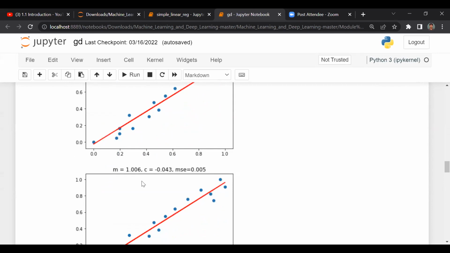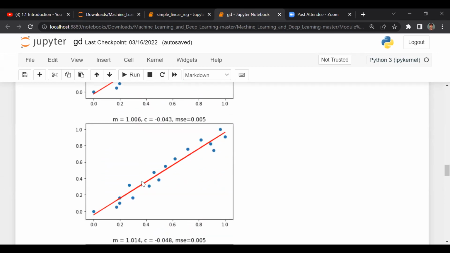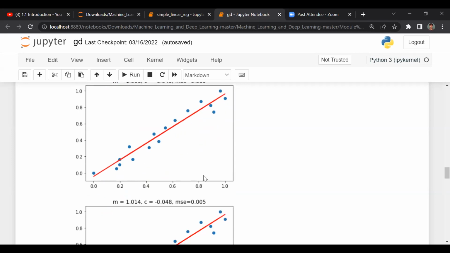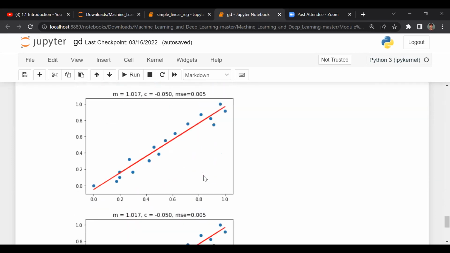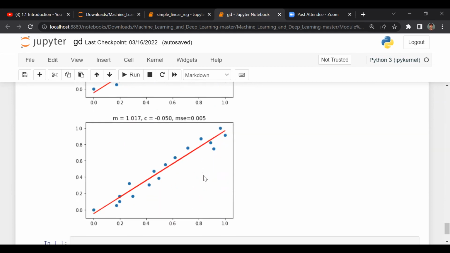So it's adjusting. After some steps, because it's a very simple problem, it finds the best line. So it adjusts the line, and by doing this it finds the best line. It's still adjusting. It's still adjusting.